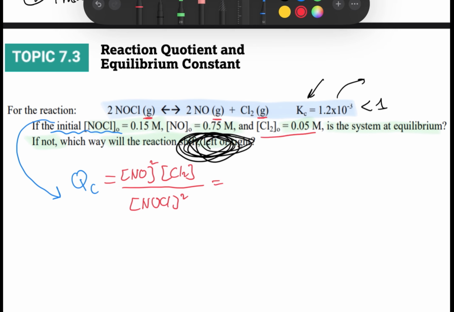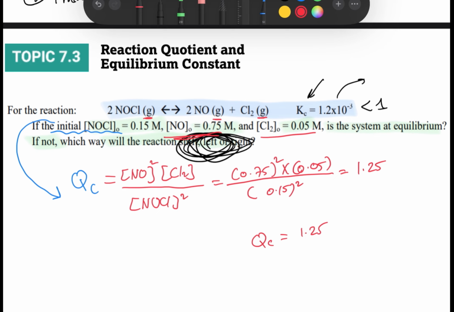What's the concentration of NO? It's 0.75 to the power 2 multiplied by the concentration of Cl2, which is 0.05, and then it's divided by the concentration of NOCl, which is 0.15 squared. And now the answer is 1.25. Now, the value of Qc is equal to 1.25, and the given value of Kc is equal to 1.2 times 10 to the power -3.